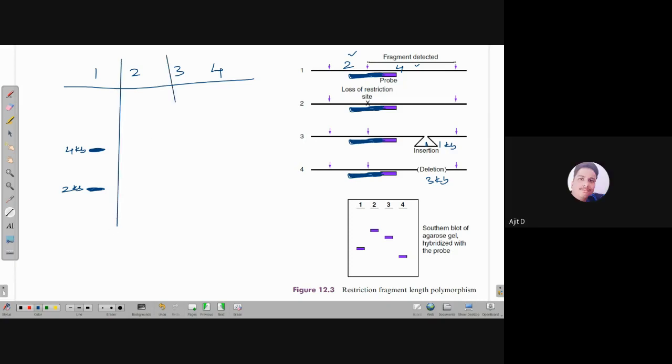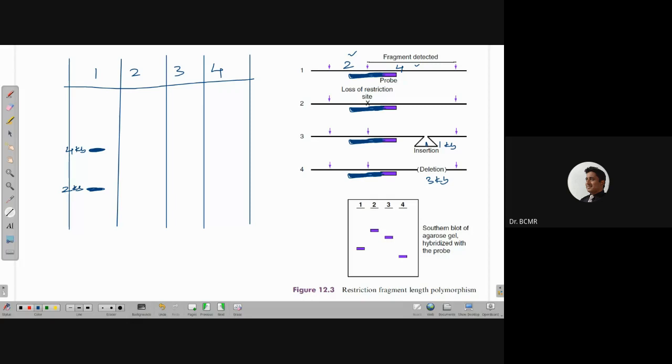I think it's the same as what we've seen in sample 1. Why? Why is that? What is the difference between sample 1 and sample 2? Shouldn't it be the loss of a restriction site? So why would it be the same as sample 1?